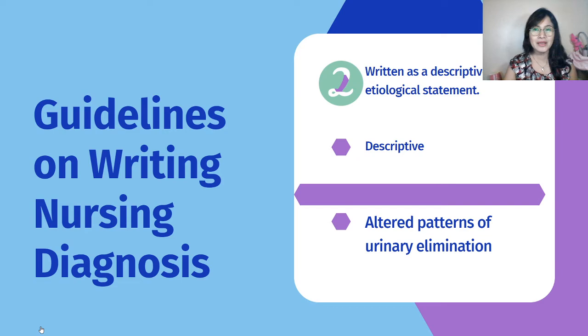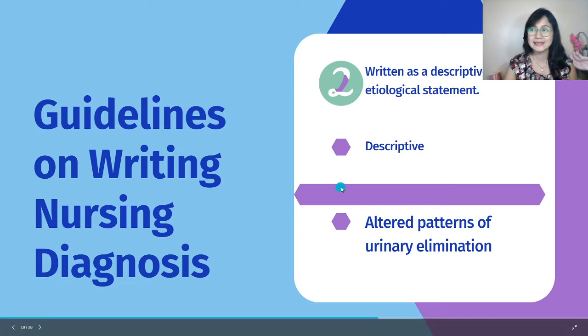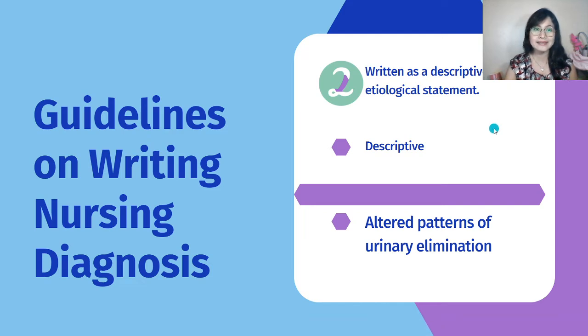So let's now continue with the guidelines on writing the nursing diagnosis. For the second step, nursing diagnosis is written as a descriptive and etiological statement. When we say descriptive, again, the first part of the statement, as you can recall a while ago in the given examples about the different types of nursing diagnosis, the first part of the statement is descriptive.